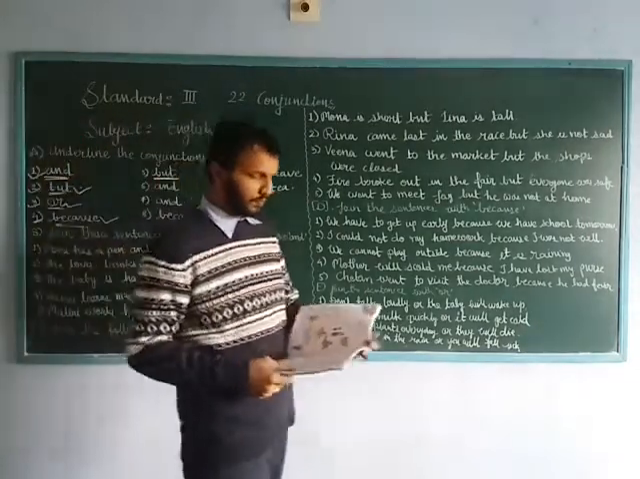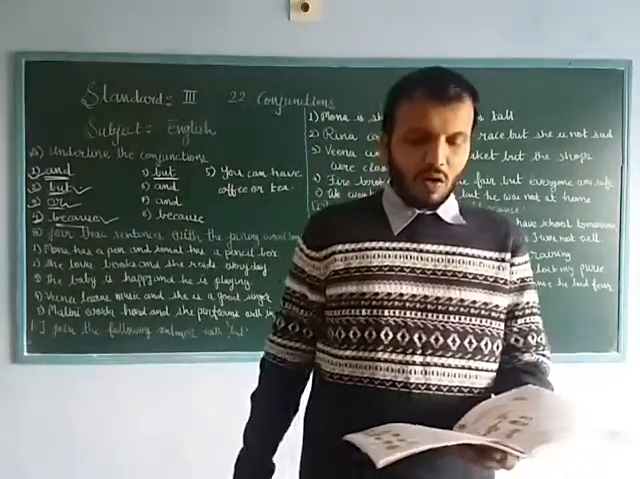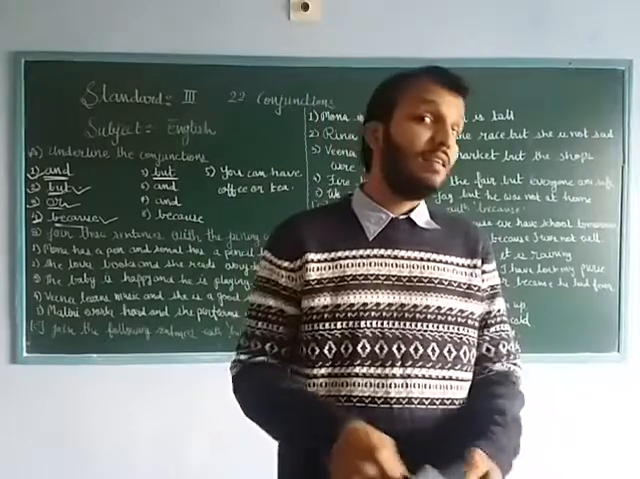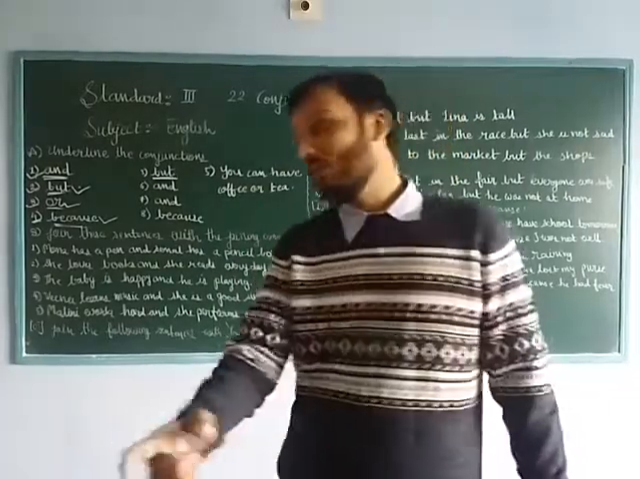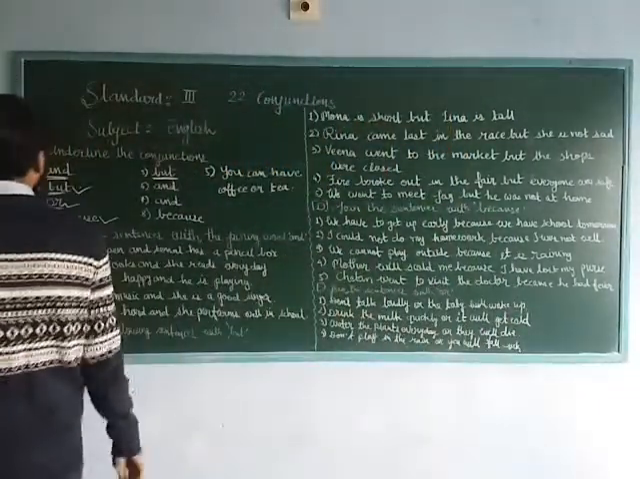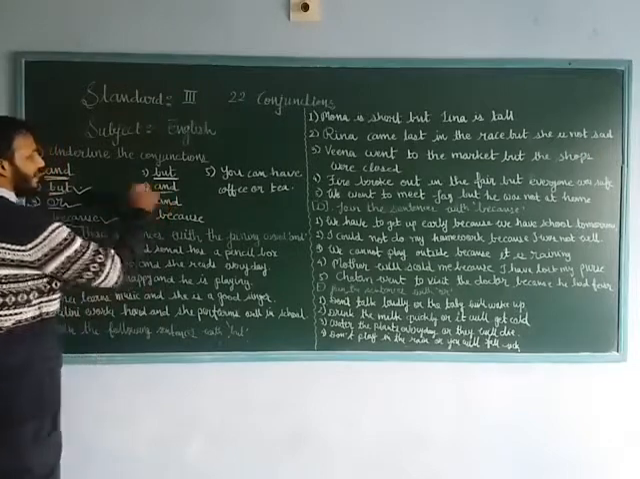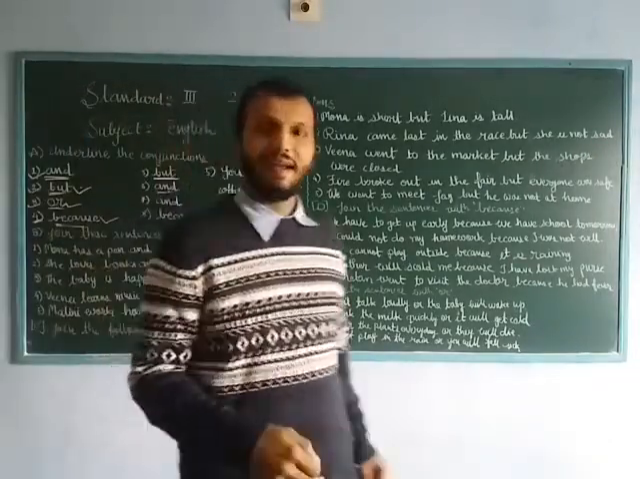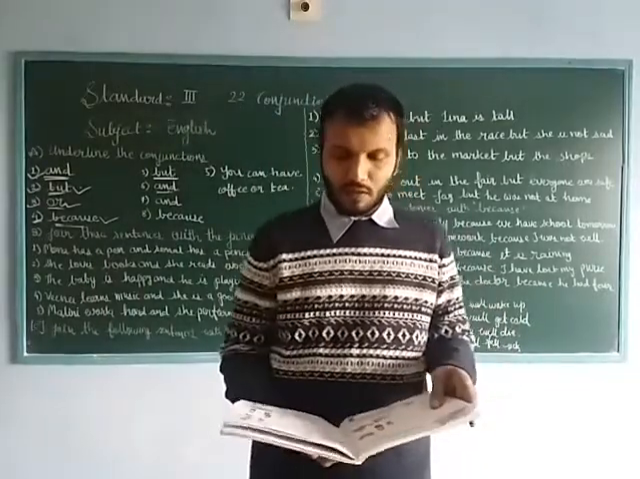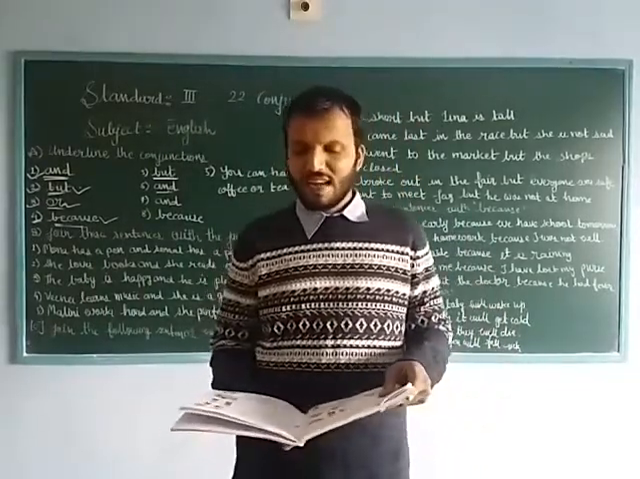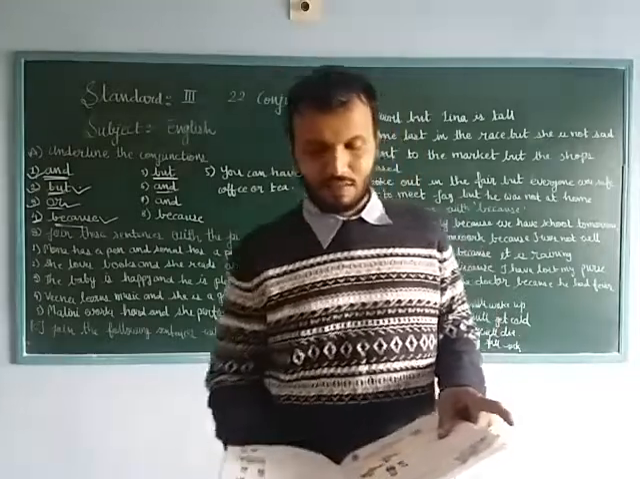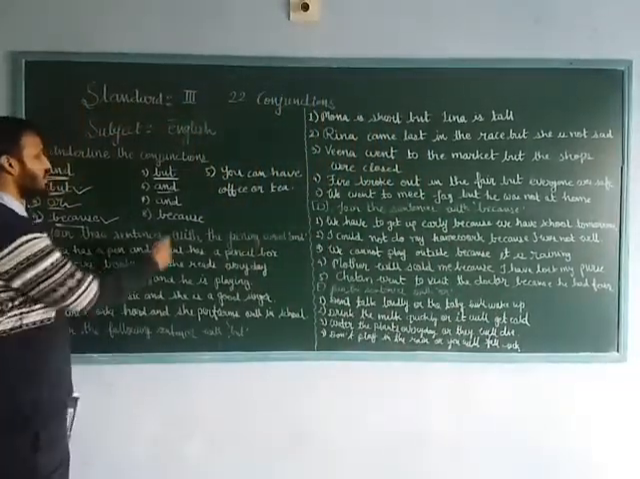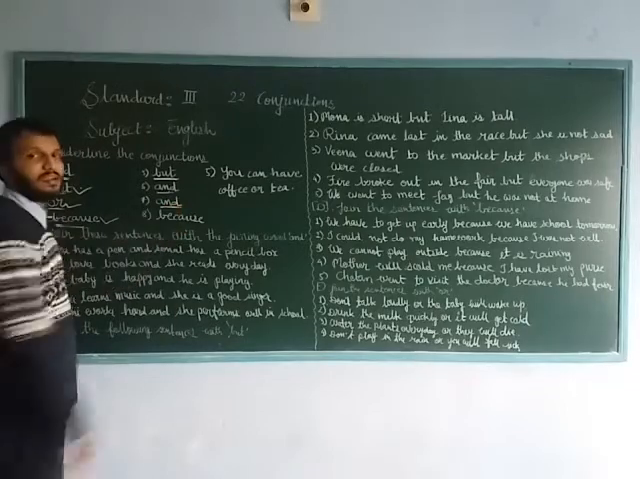Okay, sixth number, cotton is white and soft. So what is the conjunction in this? "And". Okay, answer is "and". We have to underline "and". Okay, then seventh number, Veena and Meera are sisters. So "and", we have to underline "and".